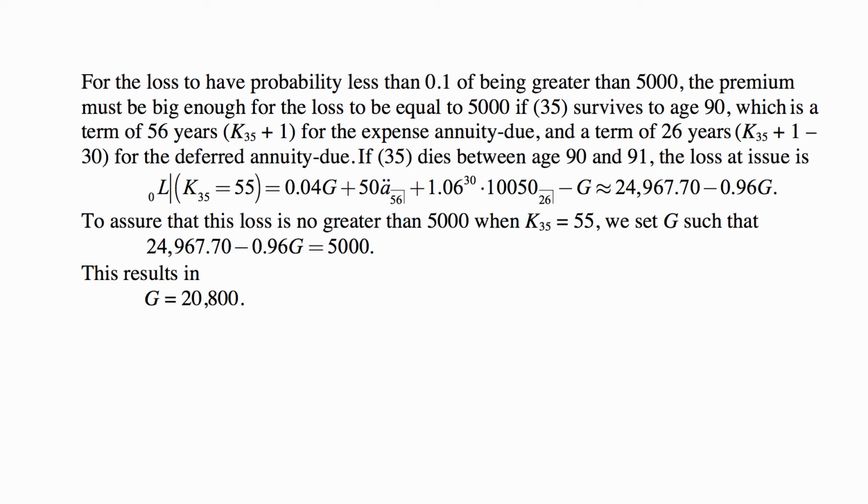So for the loss to have probability less than 0.1 of being greater than 5,000, the premium must be big enough for the loss to be equal to 5,000 if 35 survives to age 90, which is a term of 56 years for the expense annuity due, and a term of 26 years for the deferred annuity due. Please remember also that the deferred annuity due includes its own portion for expenses of 50. But there is the regular expense annuity, and then there is this additional one that shows up when the benefits are paid.